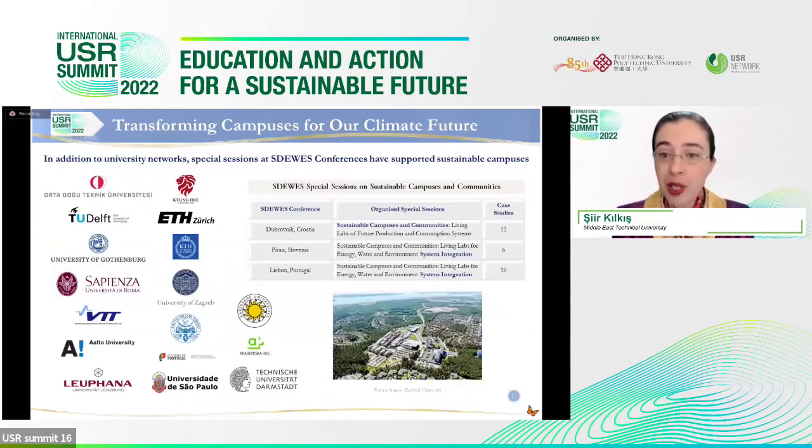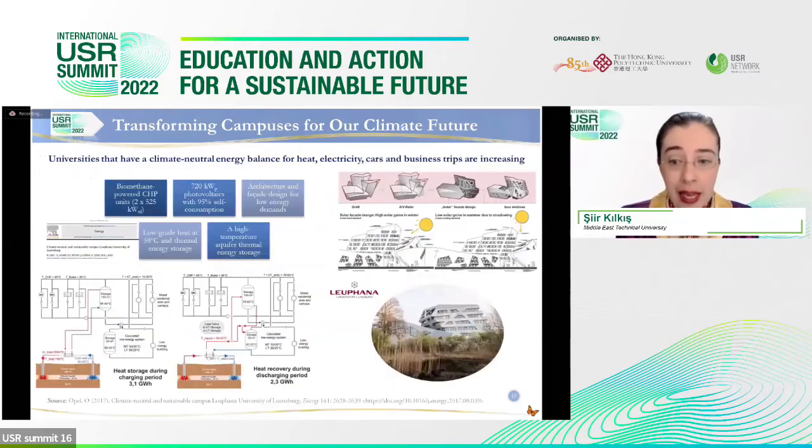In the SDEWES conferences, special sessions on sustainable campuses and communities have also been organized, bringing together many case studies from around the world, from east to west, everywhere. And when we look at these examples, we see this one that was presented from the University of Lüneburg: the first climate neutral university campus for heat, electricity, cars, and also business trips.